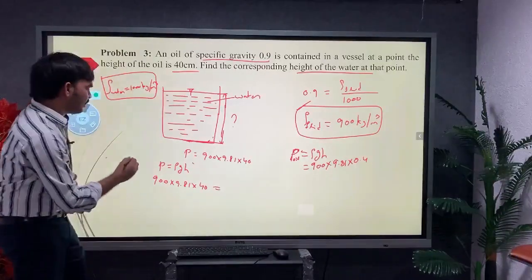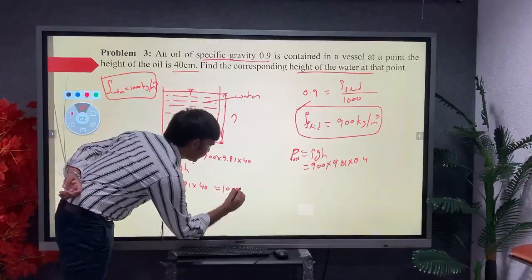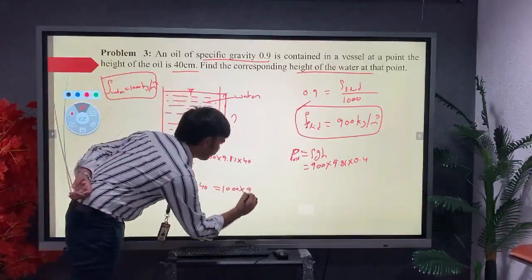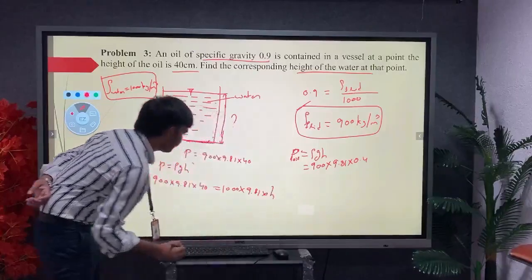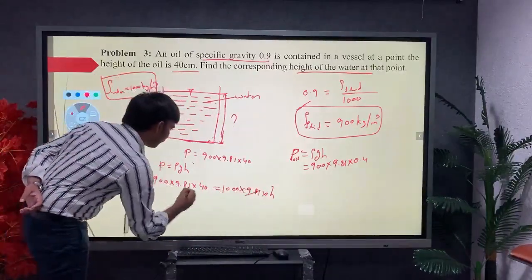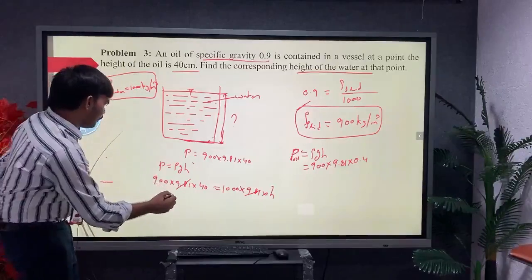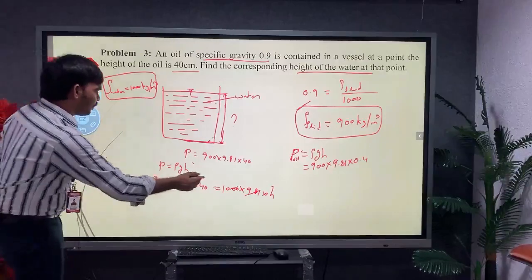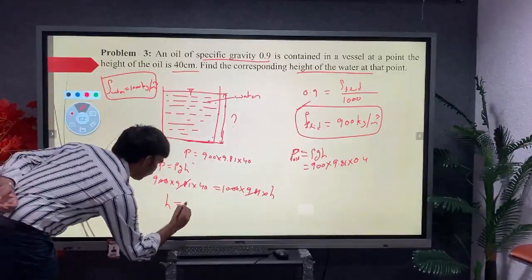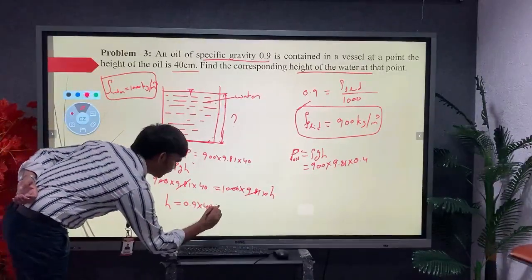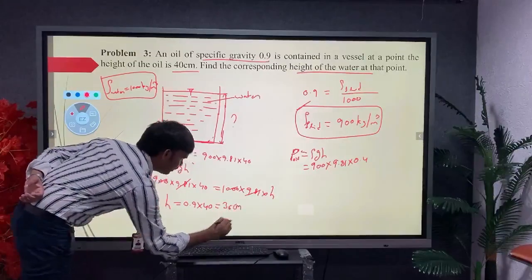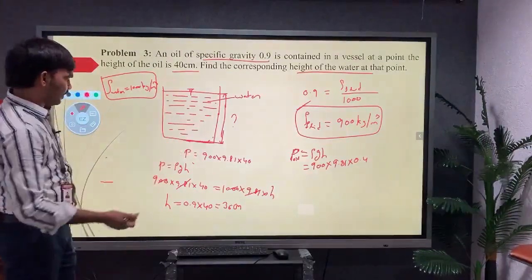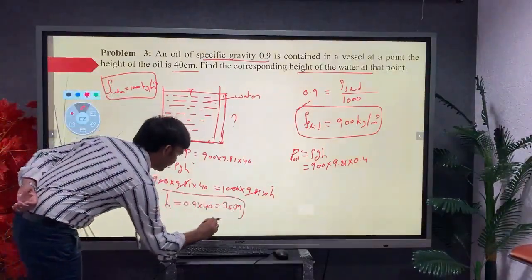What is the density of the water? We know it is 1000 kg per meter cube, into 9.81 into H. So 9.81 we cancel, and this will be 0.9 into 40. So what is the H value? 0.9 into 40, that means 36 centimeters. Sorry, it is in centimeters. Here I calculated, so H is 36 centimeters.